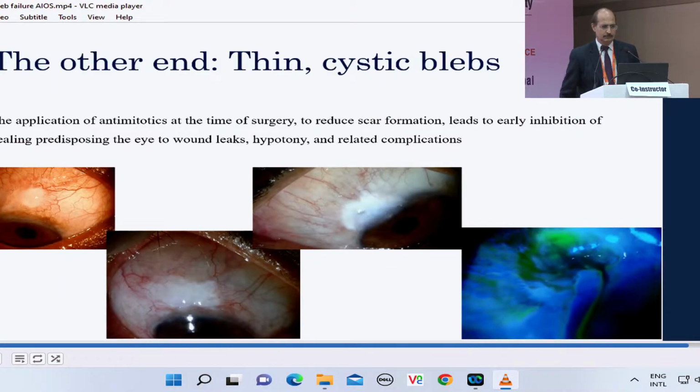And looking at the other end of the spectrum, the thin cystic blebs. The application of antimitotics at the time of surgery, which we usually do to reduce the scar formation, leads to early inhibition of healing, thereby predisposing the eyes to wound leak, hypotony and related complications, ultimately causing the bleb failure.